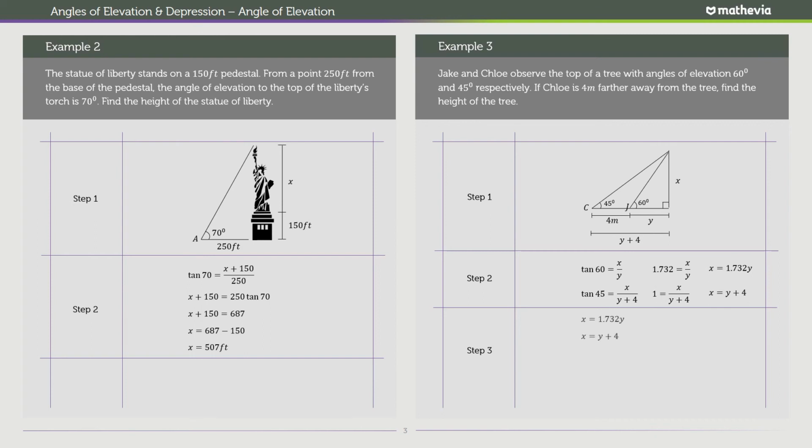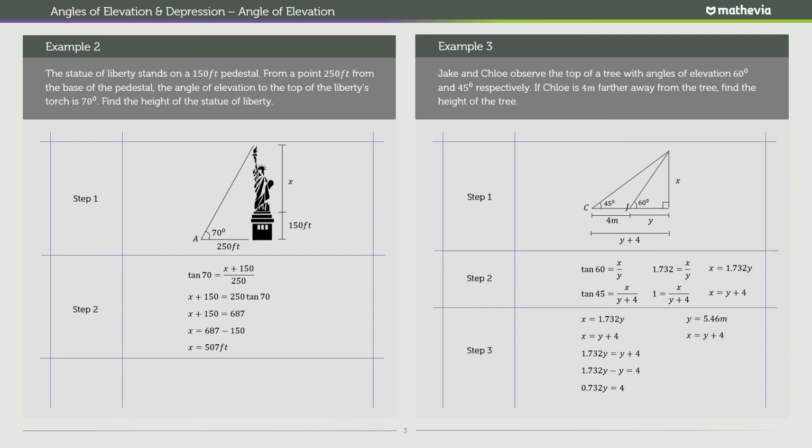So we solve simultaneously to get a result. My favorite method: I have that x equals 1.732y and x also equals y plus 4. You would agree that 1.732y would equal y plus 4. Then we move y over to the left. Subtracting y from 1.732y, we're left with 0.732y. We divide both sides by 0.732 and we end up with 5.46 meters. So Jake's distance from the tree is 5.46 meters.